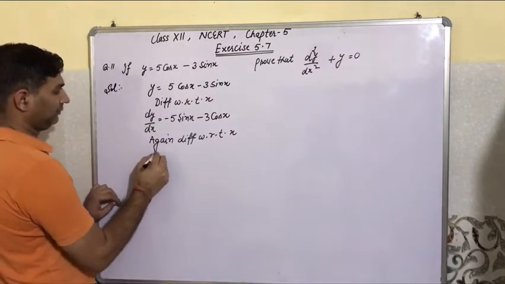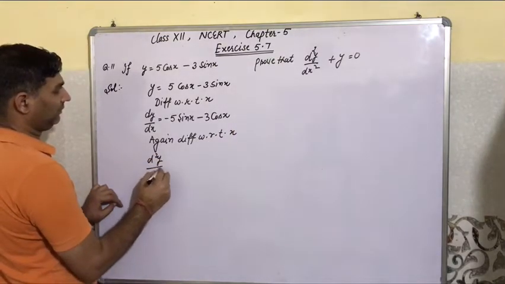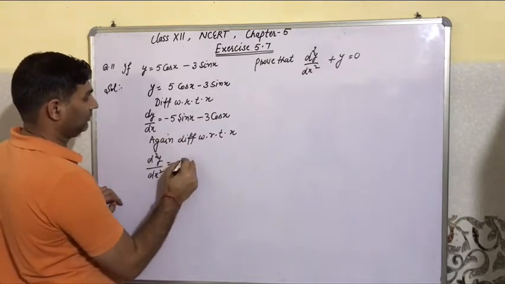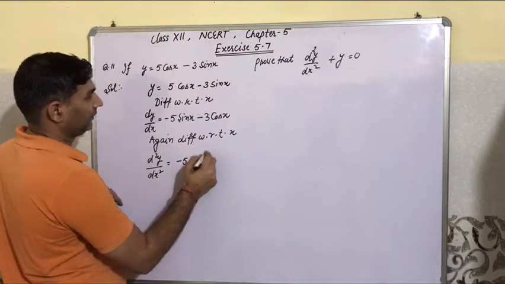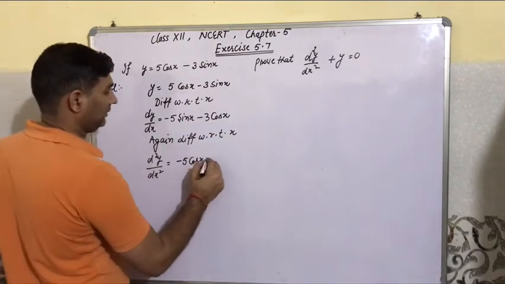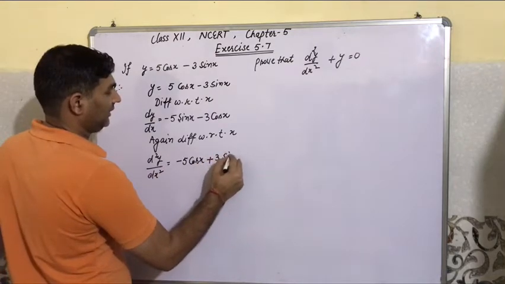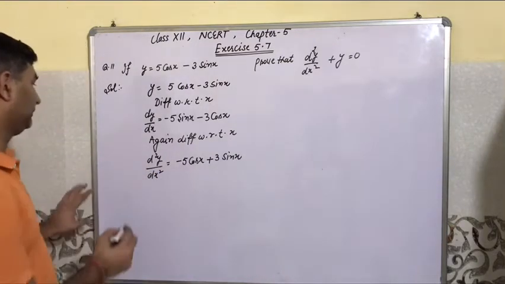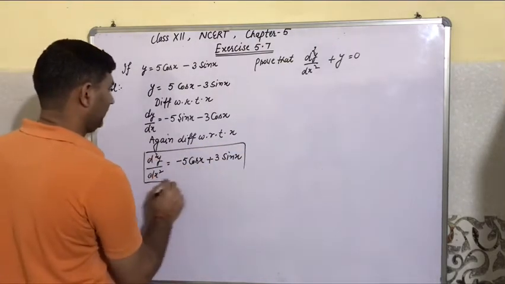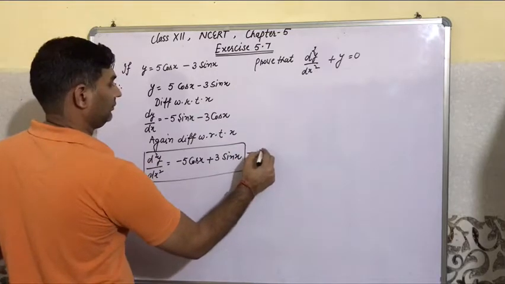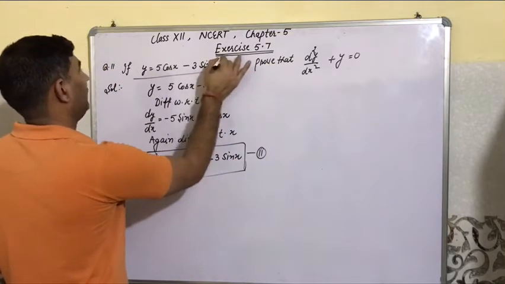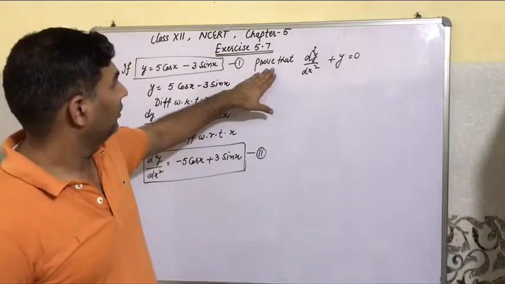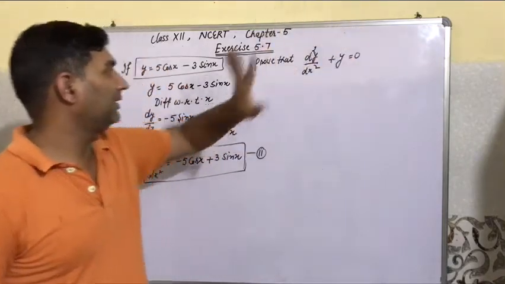then second derivative d square y upon dx square is equal to sin का डेरिवेटिव cos and this cos का डेरिवेटिव minus sin plus 3 sin x. This second derivative is this. This first जो हमारे पास given था, and then this, prove that this plus y is equal to 0.